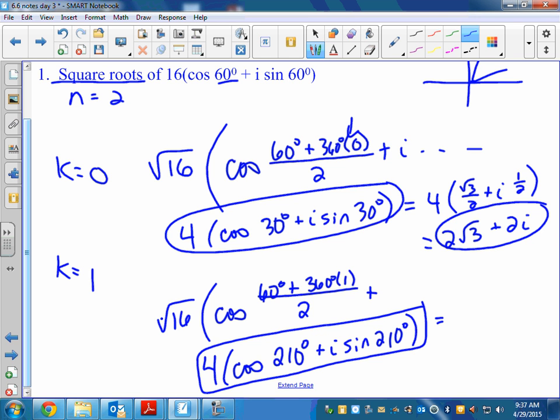And in standard form, 210 degrees is just down here, right, in quadrant 3. So it's the same as this, only now we're negative, right? So now it's just going to be 4 times negative square root of 3 over 2 minus 1/2 i. So that's just going to be negative 2 root 3 minus 2i.